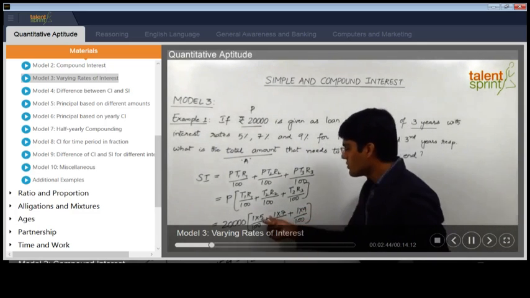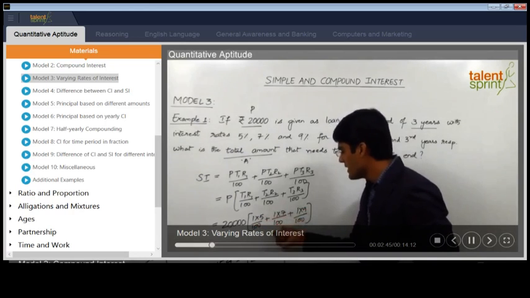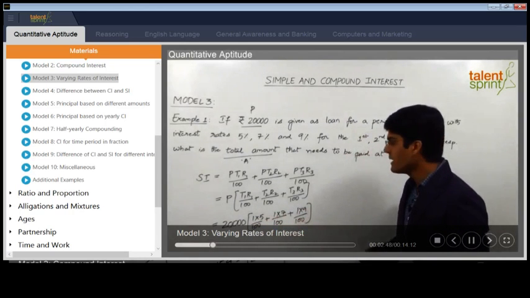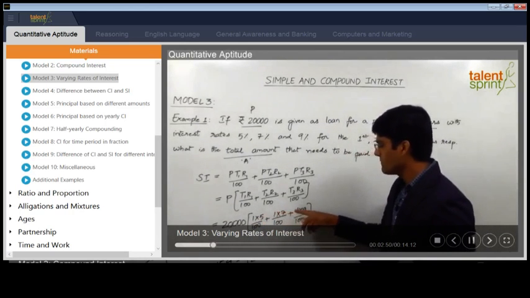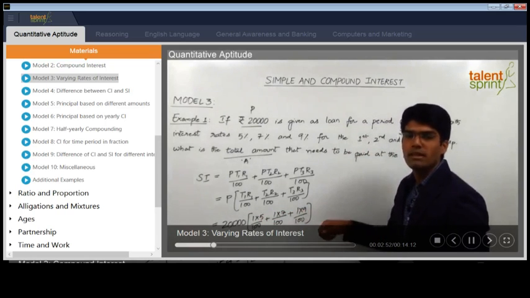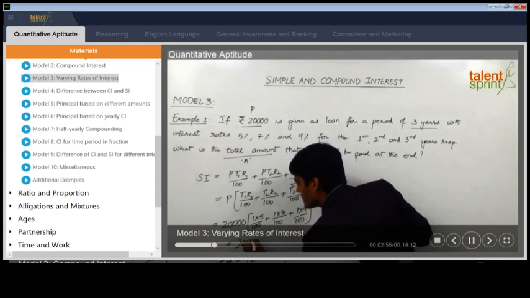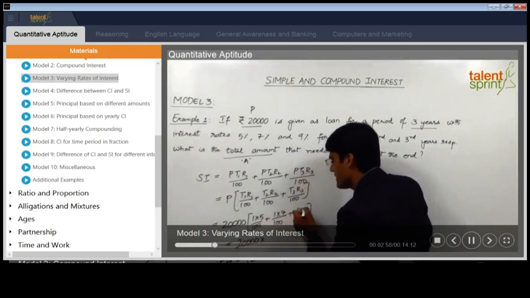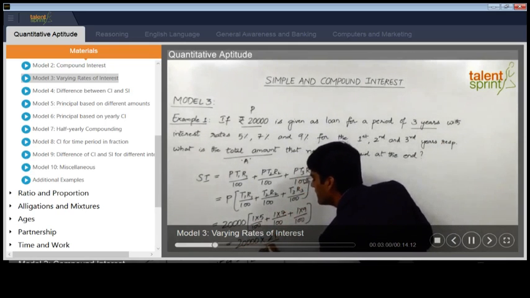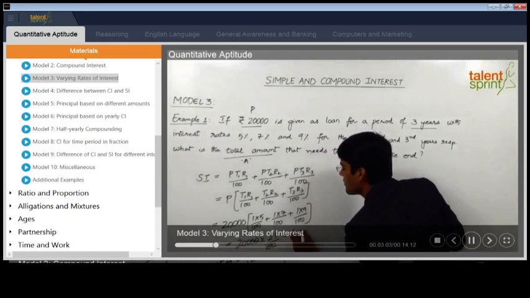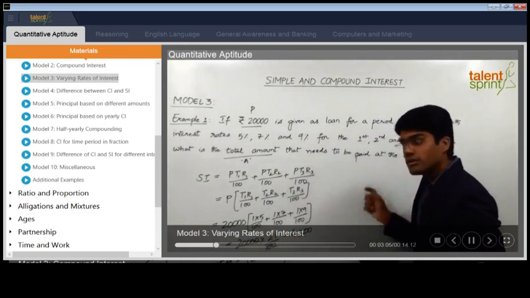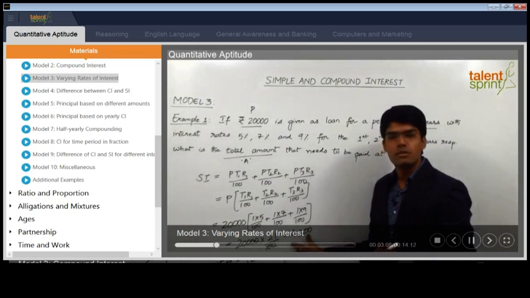So this comes out to be 5 by 100 plus 7 by 100 plus 9 by 100. That is nothing but 5 plus 7, 12 plus 9, 21 by 100. So overall answer here would be 20,000 into 5 plus 7, 12 plus 9, 21 divided by 100. So by simplifying this, we get 200 into 21, which is 4,200 rupees. So this is the total interest that needs to be paid at the end.